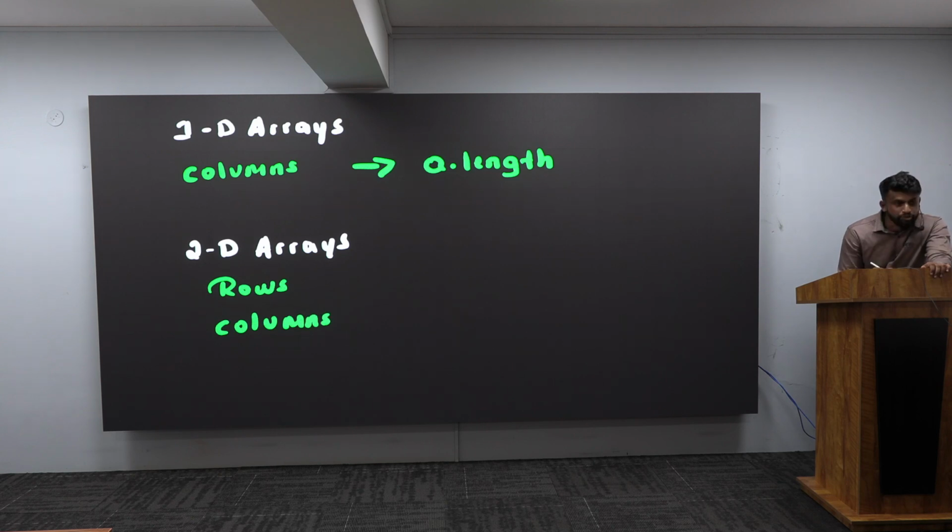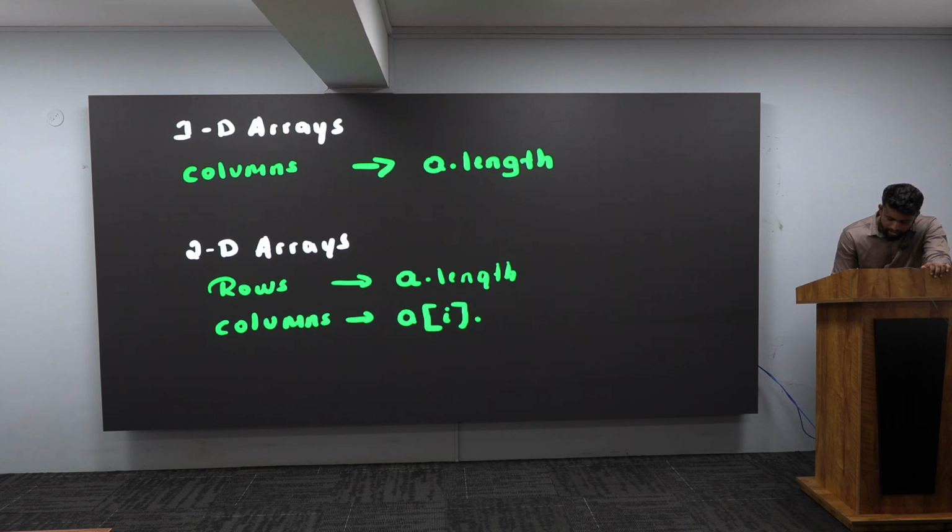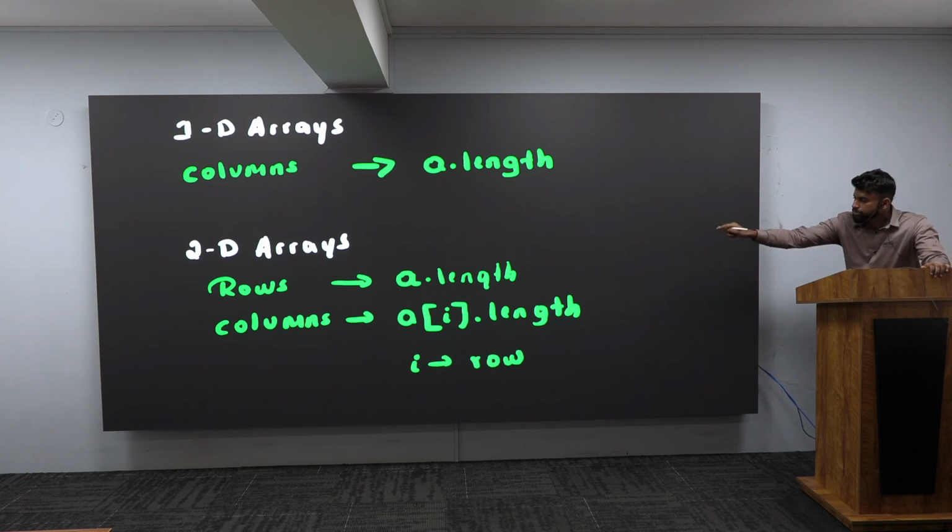So now I want to get the rows. How do I get the rows, sir? A dot length. You will get the rows in a 2-dimensional array. If you want the columns, you should write A of I dot length, and you will get the columns of that row. So what is I here? I is the row, and in that row, that many columns are there. Great. In the same way, let us understand the 3-dimensional array.